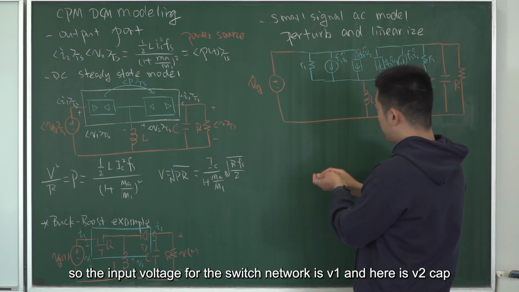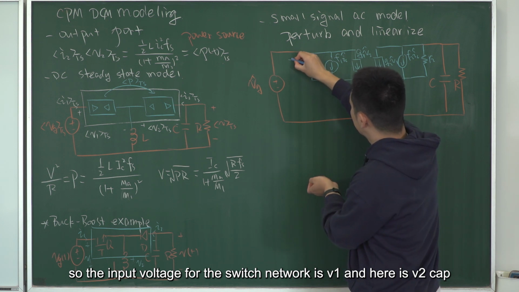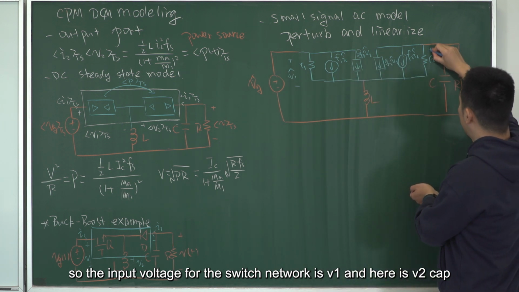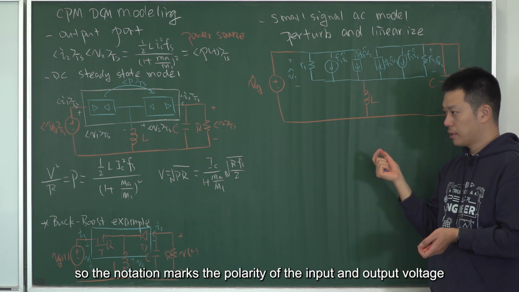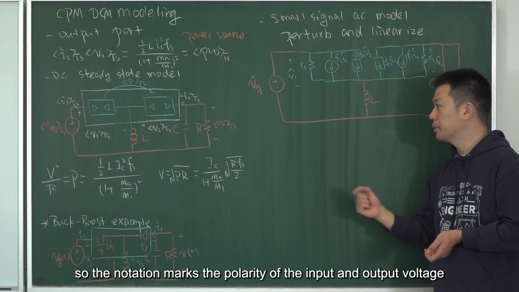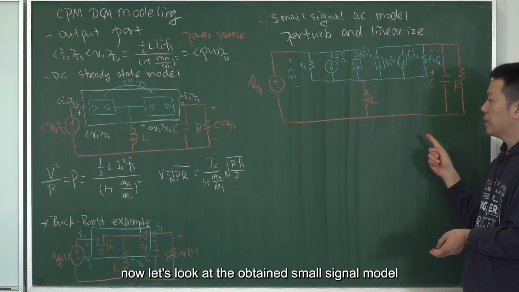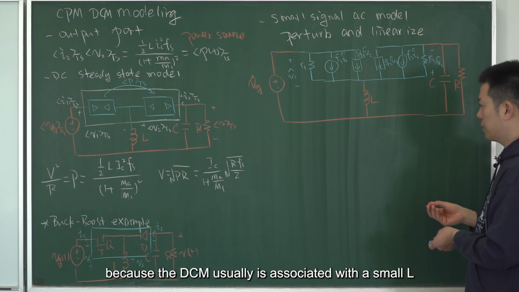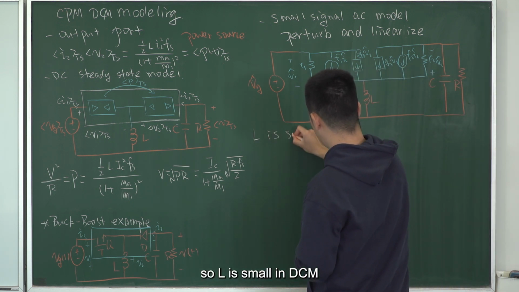So the input voltage for the switch network is V1 cap, and here is V2 cap. So the notation marks the polarity of the input and output voltage. Now let's look at the obtained small signal model. Because the DCM usually is associated with a small L, right? So L is small in DCM.